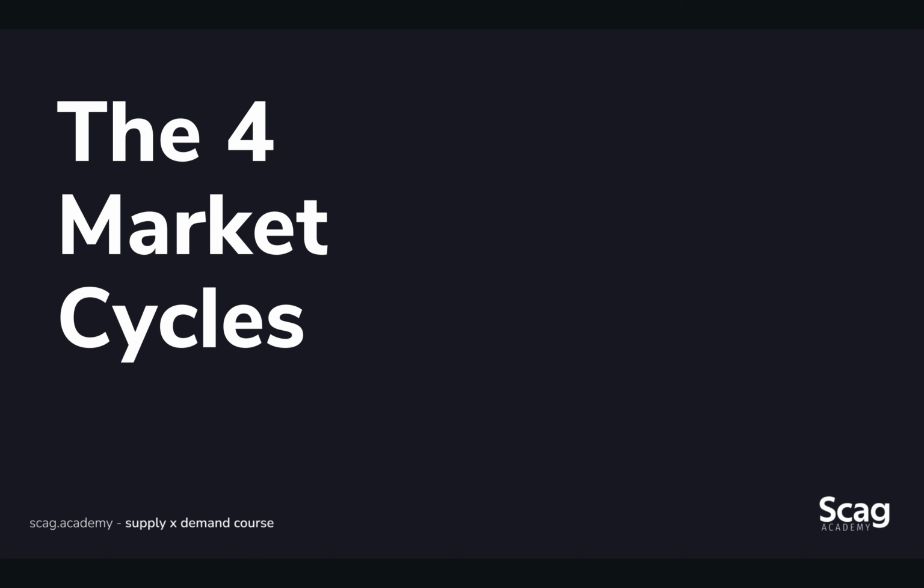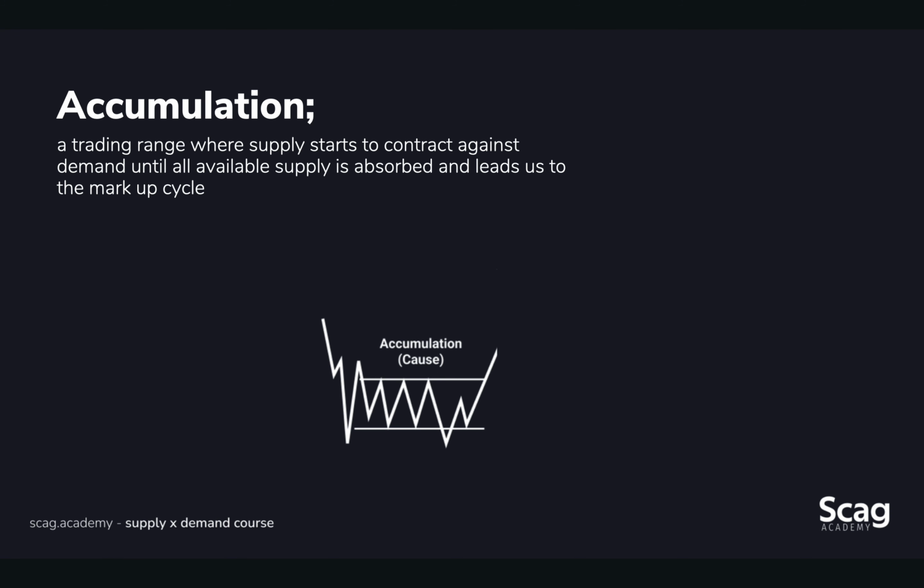So let's jump right into this. It's going to be a pretty quick lesson. We're going to start with the first cycle, which is going to be an accumulation cycle. Now, accumulation is just a trading range where supply starts to contract against demand until all of that available supply is absorbed by those smart money interests, and then leads us to a markup cycle, which will be our next cycle.